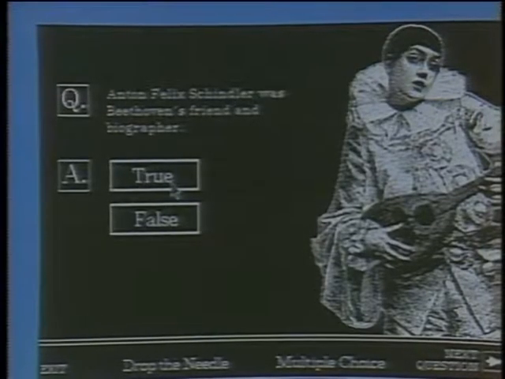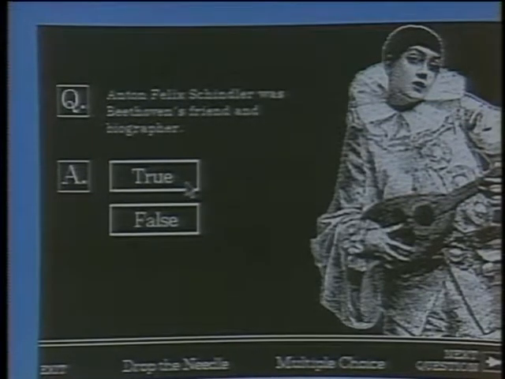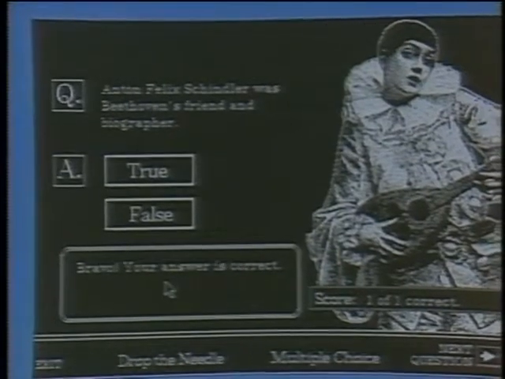Right. Okay, here's your first question: Schindler was Beethoven's friend and biographer. True or false? You got a 50-50 shot on this. Oh boy, well I go for true. You go for true. Let's see how you do. Bravo, your answer is correct. All right. There's several hundred questions. Yeah, but we are out of time.